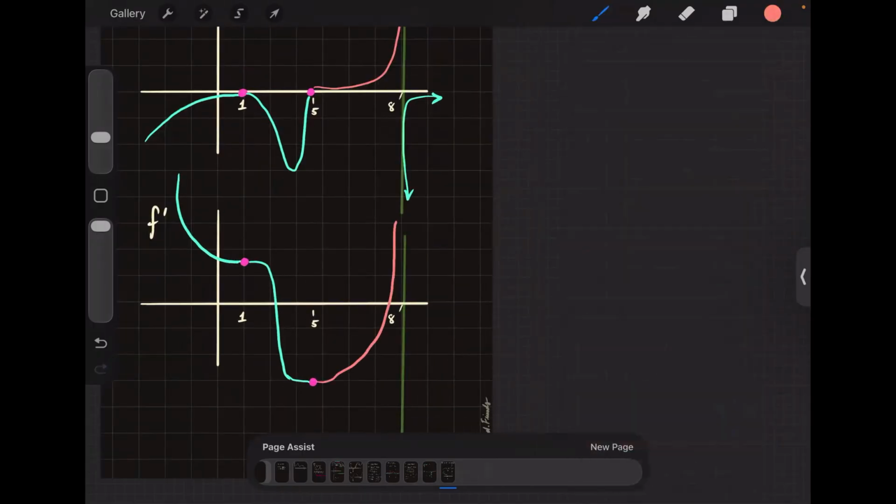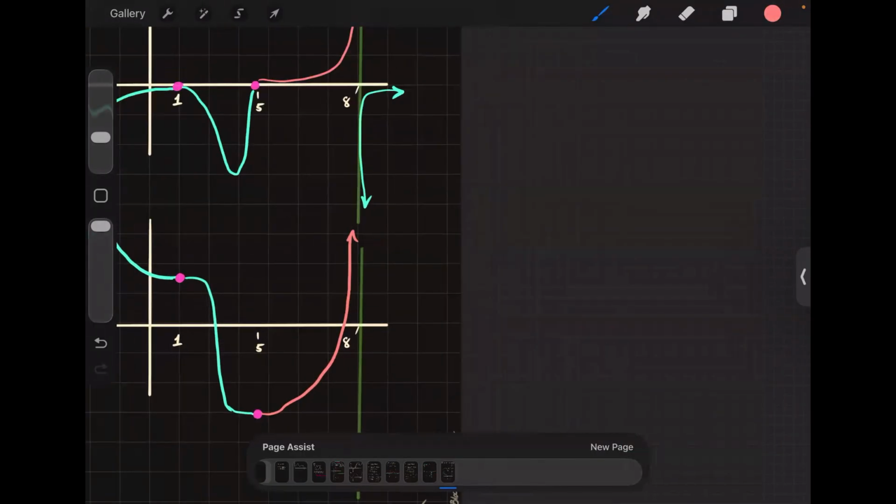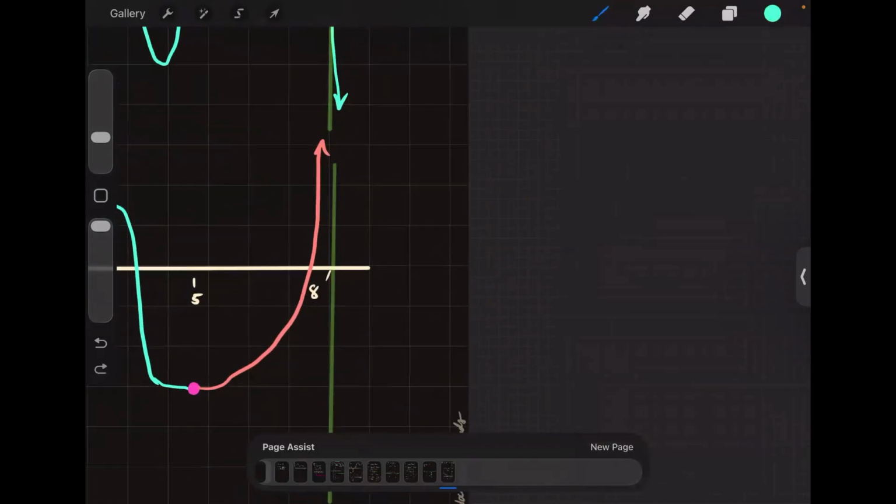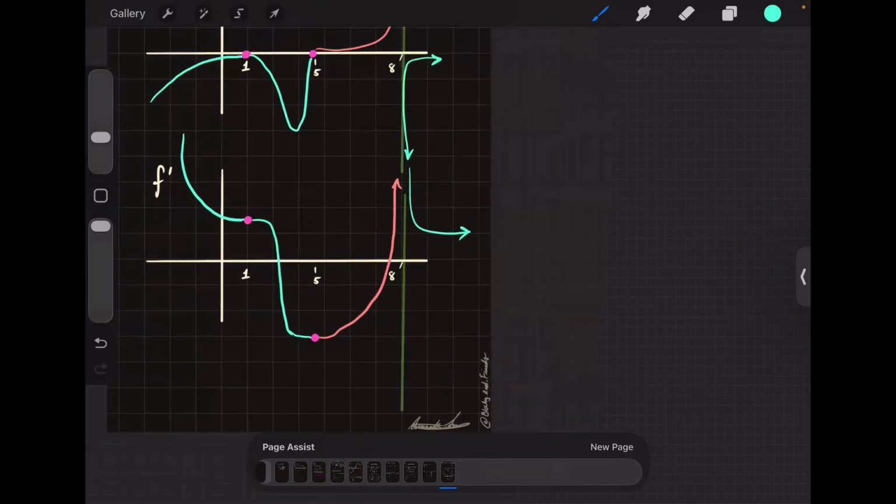So it should go up. Oh, wait, there's a tangent line. Respect the tangent line. And then, oh look, all of a sudden it's decreasing again. Cool. You could draw it like that. You could draw it like that. I don't care. Why? Because look at the graph.